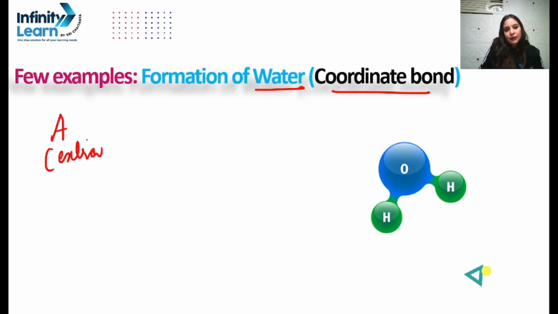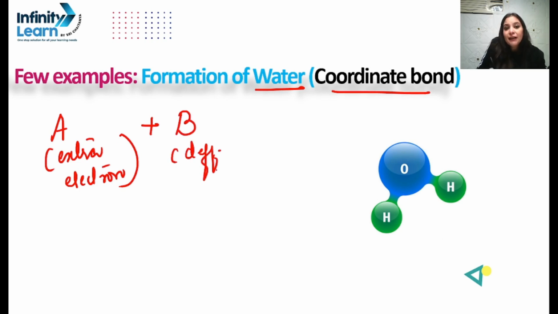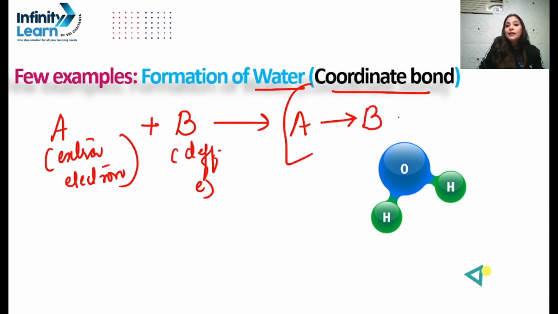I'm just showing you with this rough skeletal equation. It is having an extra electron, and the other is deficient in electrons. So when the bond is formed, only this one which has the extra electron is going to donate to this, and a coordinate bond is always shown by an arrowhead pointing toward the atom which is deficient of electrons.